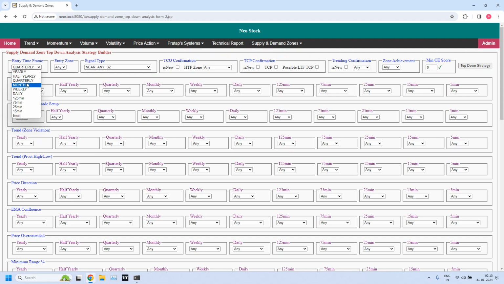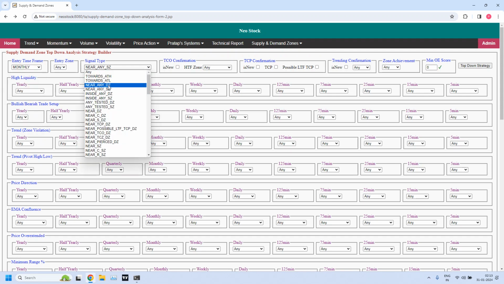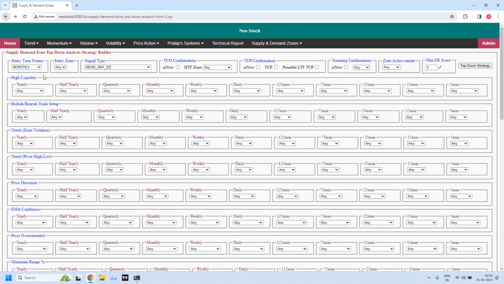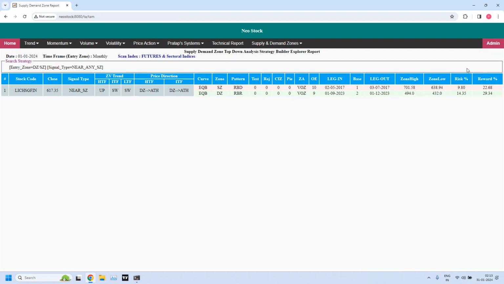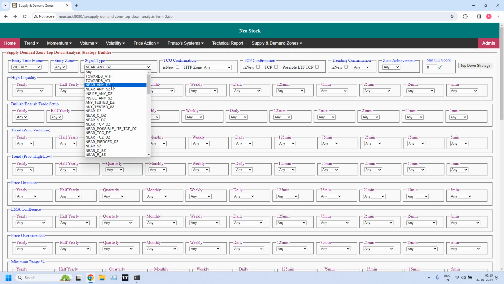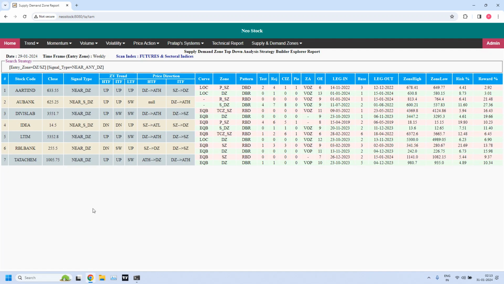Let me change the time frame to monthly, and let me find the stocks near the monthly demand zone. These 5 stocks are filtered. So let me go back. For the monthly time frame, let us find the stocks near the monthly supply zone. One stock is filtered. So let me go back. Let me change the time frame to weekly, and let me find the stocks near the weekly demand zone. So these 7 stocks are filtered.